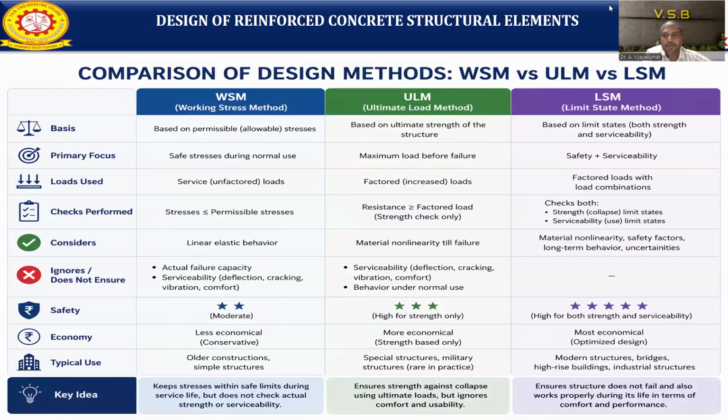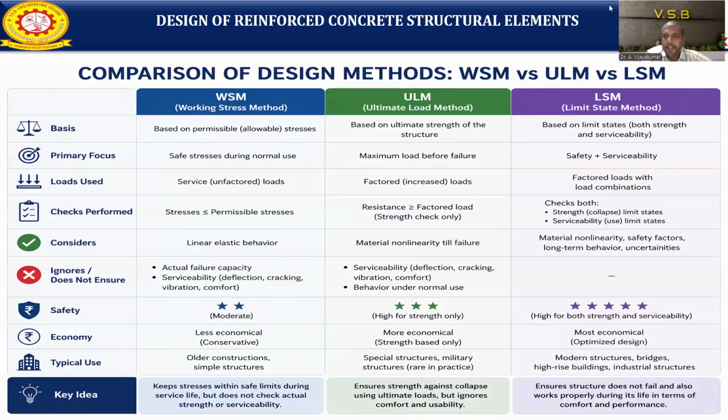Okay. Typical uses. Earlier, all structures were designed using the working stress method only. Older construction and simple structures use the working stress method. Special structures, especially military structures or in practice, whatever they may be, use the ultimate load method. Okay. In modern uses, bridges, high-rise buildings and industrial structures, all these structures nowadays use the limit state method.